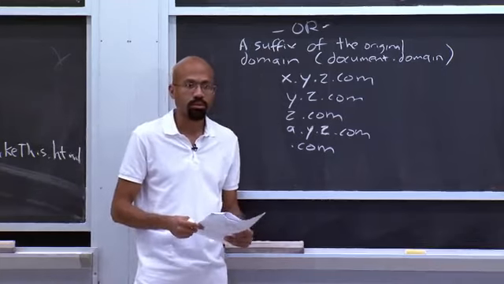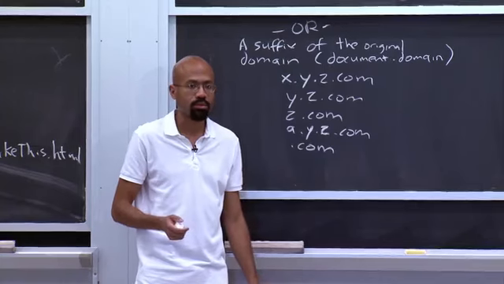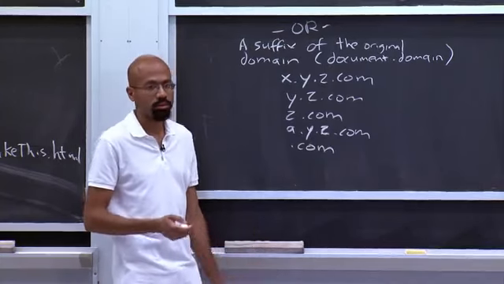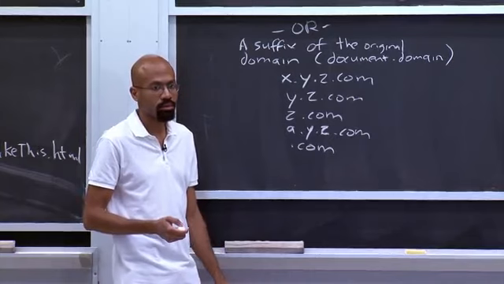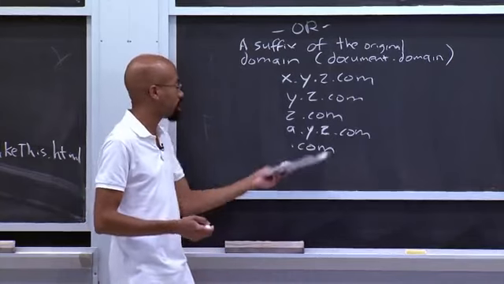So you can make these splits on any dot, or actually at any point. Like, for example, for x.y.z.com, can you change that to z.com? No, so it's on every dot.